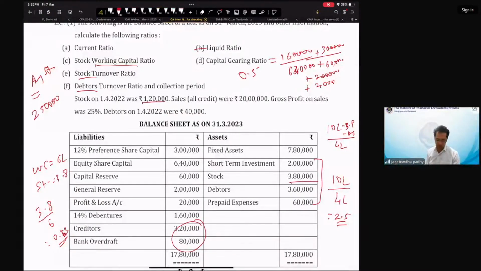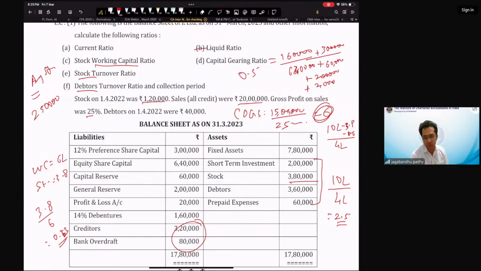And what is the stock turnover? For that we need the sales figure. Sales is 20 lakh, gross profit is 25%. COGS is 15 lakh. Stock turnover will be 15 lakh divided by 2,50,000. 6 will be the answer.